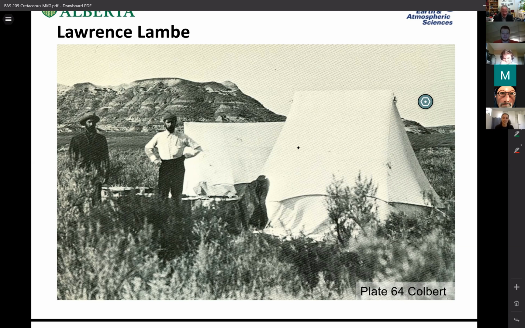Lawrence Lamb, he was a Canadian geologist. He worked from the 1880s all the way up through to World War I, looking at dinosaurs in Alberta. He's had dinosaurs named after himself, like Lambeosaurus. He did a lot of exploration. He wrote several papers for the Geological Survey of Canada.